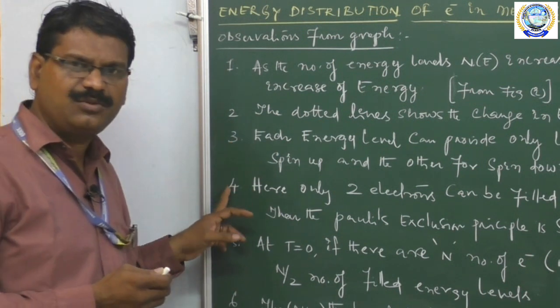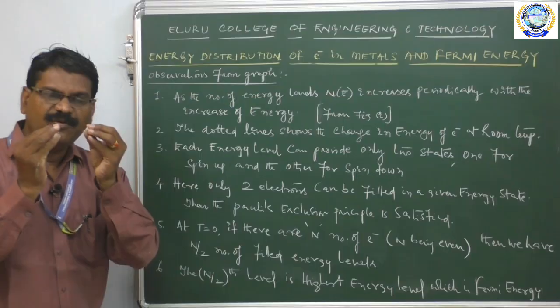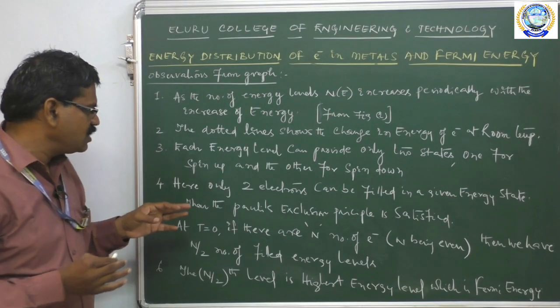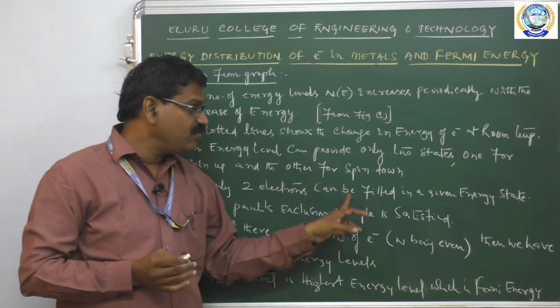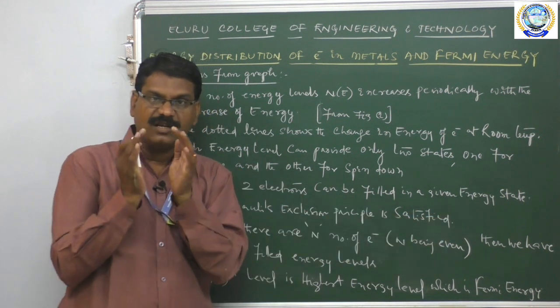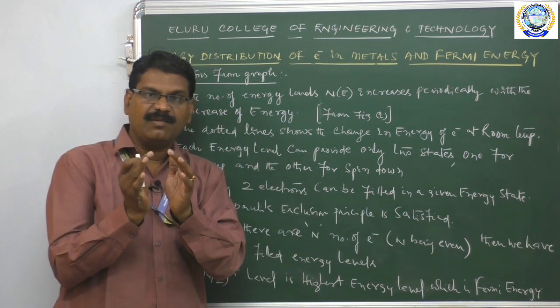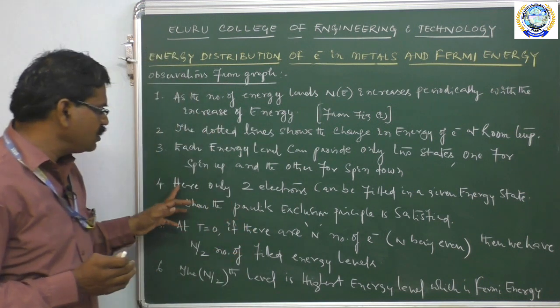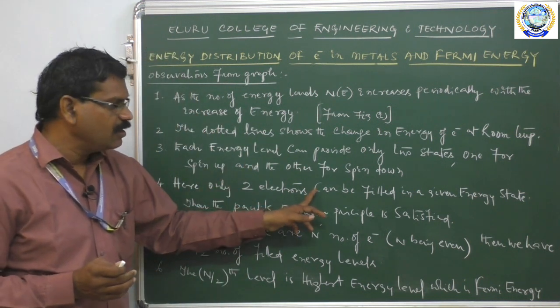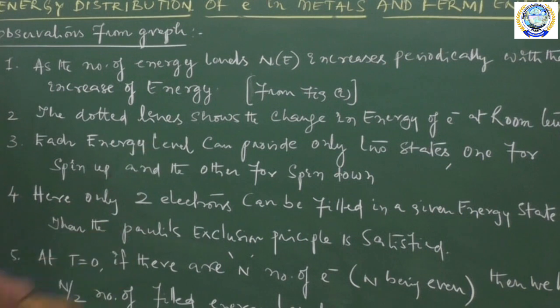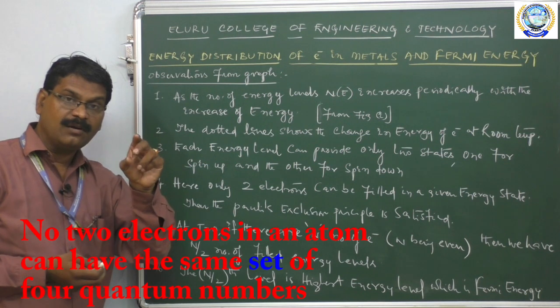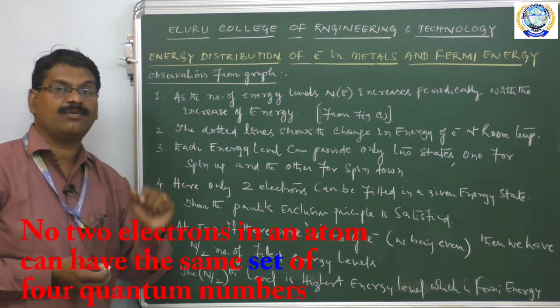That means we should understand that for the available filled energy states, only 2 electrons can be filled in a given energy state. For every energy state there will be 2 electrons. Strictly speaking, my dear students, if you see the fourth point, this resembles Pauli's exclusion principle, which we should remember here. What is Pauli's exclusion principle? No 2 electrons in an atom can have the same set of 4 quantum numbers.